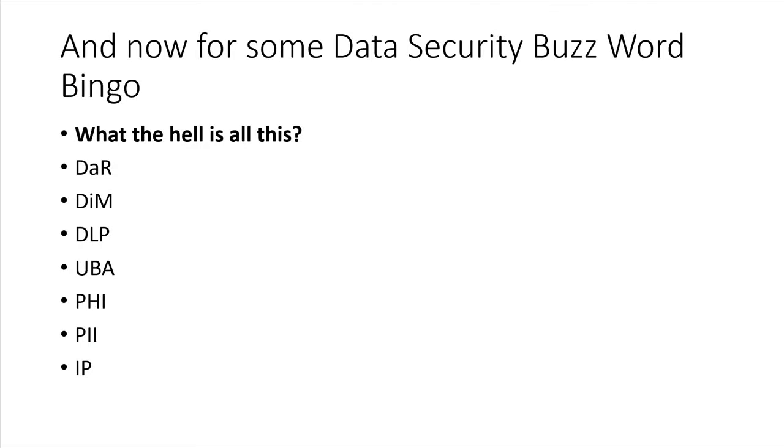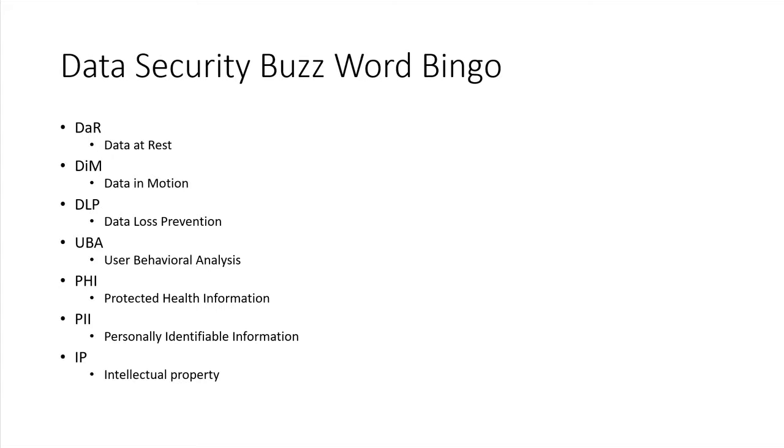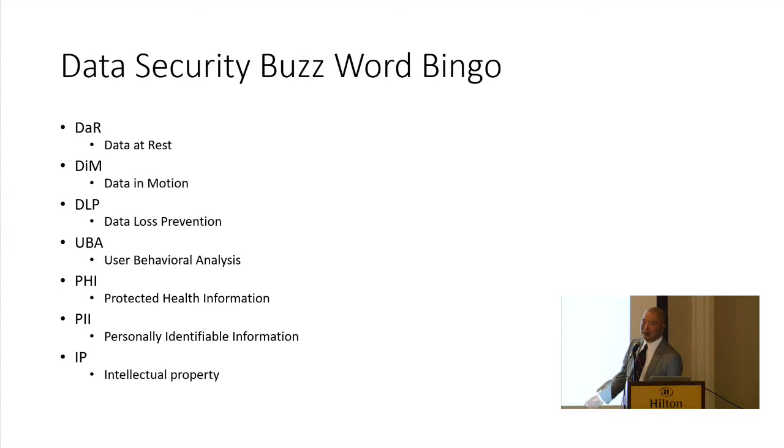This is always a fun one. What the hell are all these little words? So I'm going to tell you what they are. DAR is data at rest. DIM is data in motion. DLP is data loss prevention. The hotness of today is UBA, user behavior analytics, in conjunction with taking the data and looking at how data is being used. PHI, protected health information. PII, personally identifiable information, and IP.